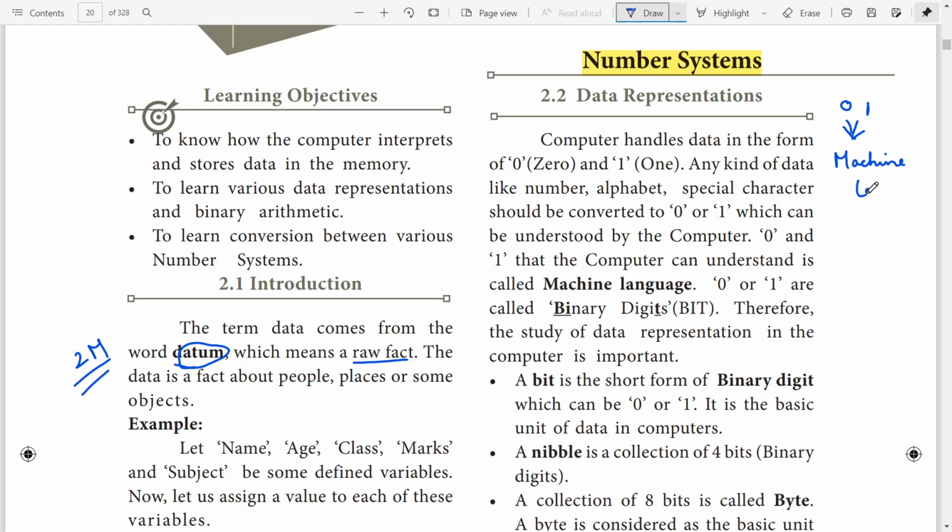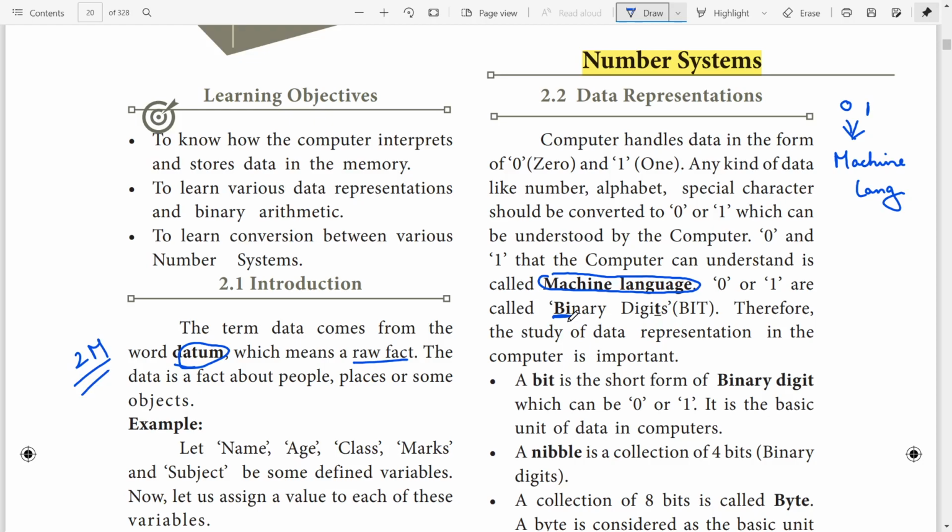machine language, which is not understood by humans. So the zeros and ones that the computer can understand are called machine language. 0 and 1 are called binary digits, bits. Bi means 2. So 0 and 1, which has two values, 0 and 1.